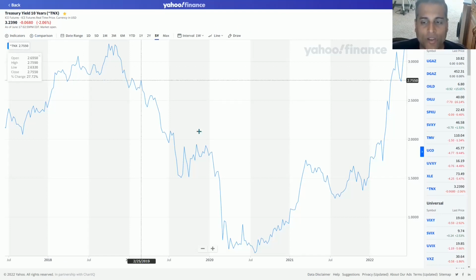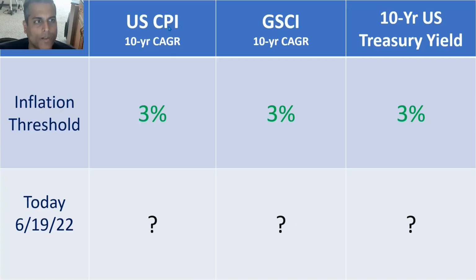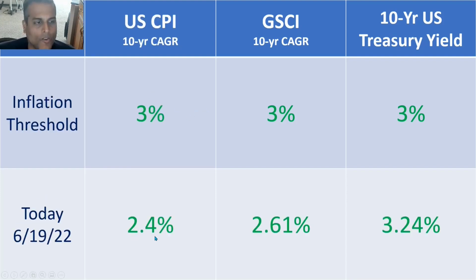That one's above 3%. So now we go back to our table. U.S. CPI 10-year compound annual growth rate, Goldman Sachs Commodity Index 10-year compound annual growth rate, and 10-year U.S. Treasury yield: 3%, 3%, 3% are the thresholds that I have consistently set forth. So what are the readings this month? 2.4% for the U.S. CPI, as we saw, 2.61% for the Goldman Sachs Commodity Index, 3.24% for the 10-year U.S. Treasury yield. One of these three is above 3%. The other two are not yet.